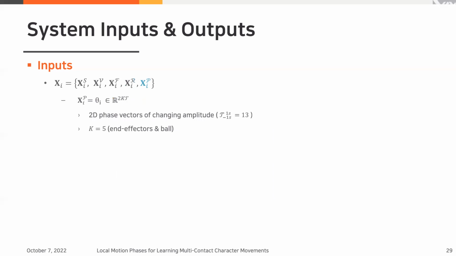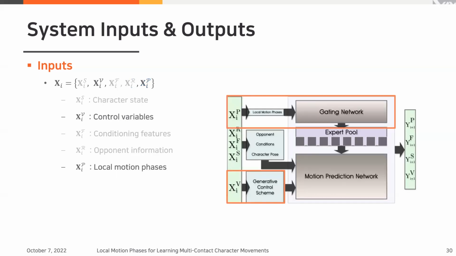Finally, the last component represents the 2D local motion phase vectors of end effectors and ball, and the detail of this variable will be described in a later slide. So as shown in the— Quick question.